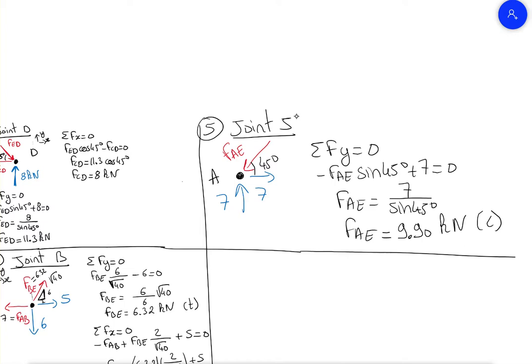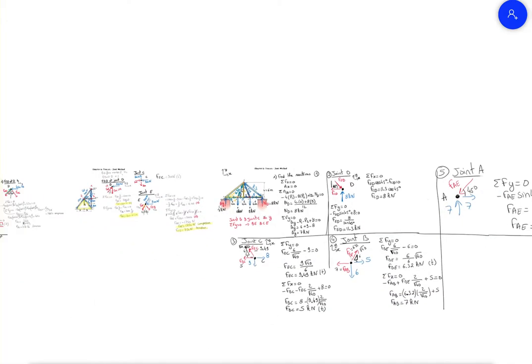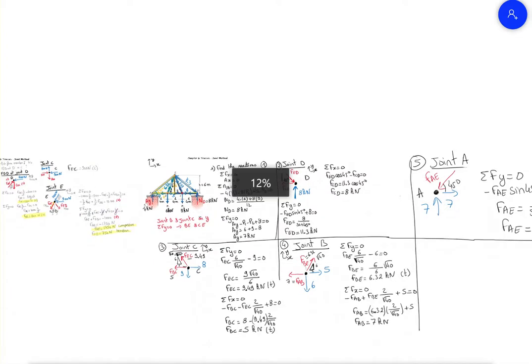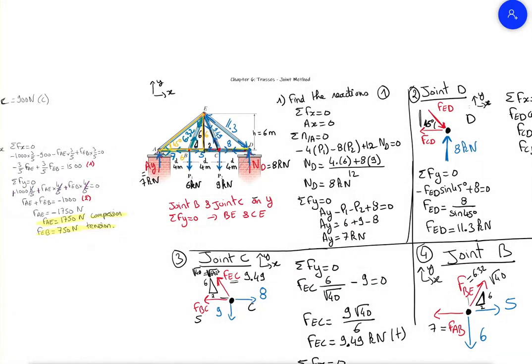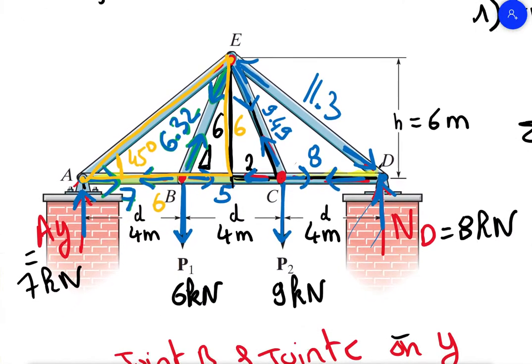Let's say joint 5. It's not joint 5, it's joint A. So let's add that. We say 9.90 and it's compression. So this one is compression, and that's 9.90 kilonewton. Here we go. We have all our forces.